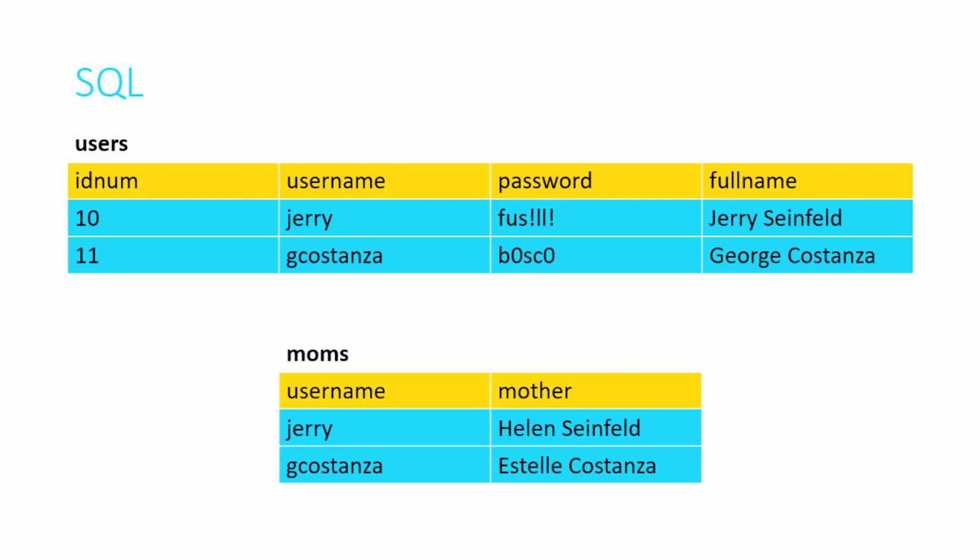So for all of the examples that we're going to cover in this video, we're going to consider a database that contains these 2 tables called users and moms. You can see users has 4 different columns: ID num, username, password, and full name. And moms has 2 different columns: username and mother. Let's now start to work with these and see how we can manipulate this database and the tables within it to, for whatever reason we need, be updated in our website.